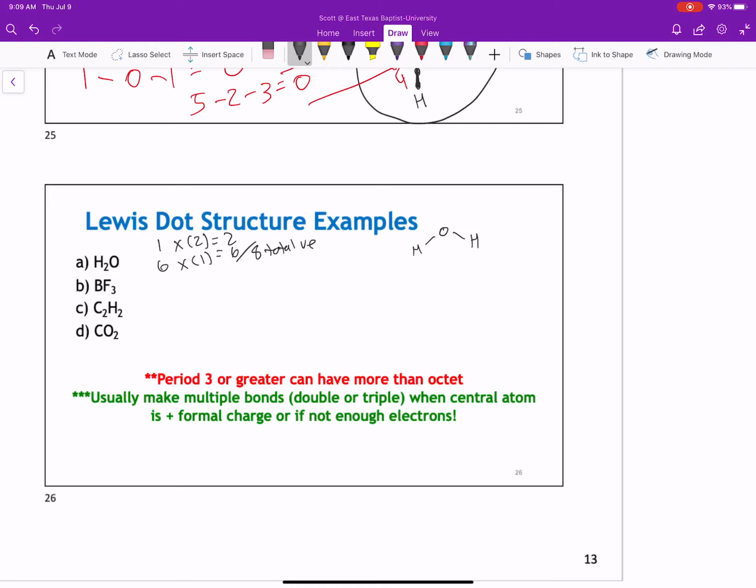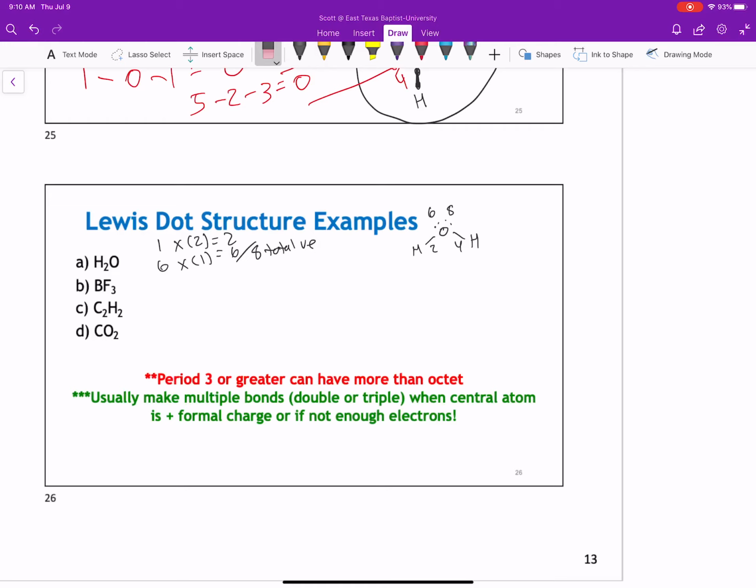Maybe put the other 2 around it. The H's have 2 electrons each, so they are complete. And then the oxygen only has 4, so we need to add 4 more to make it 8. Check your formal charge, and you should find that it has 2, 4, 6, 8 total around it.